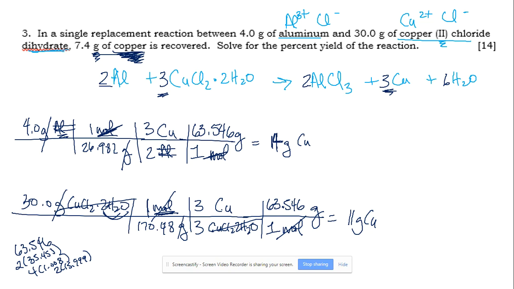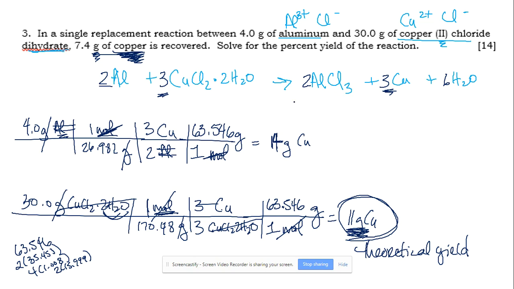If I use up all my copper 2 chloride dihydrate, I can make 11 grams of copper, which means that I can really only make 11 grams of copper. I don't have enough copper 2 chloride to make 14 grams. So what we are going to use is this for our theoretical yield, because this really is the most copper I should make if I mix together 4 grams and 30 grams.